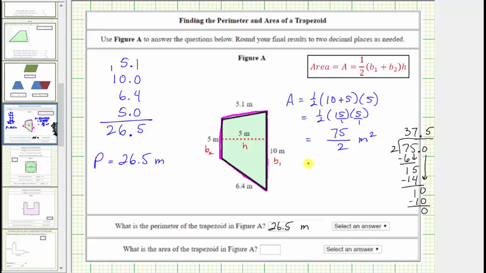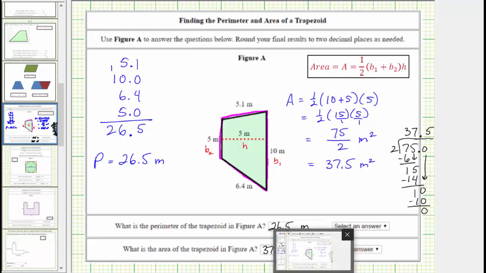It would be more common to express the area as 37.5 square meters, which indicates 37.5 one-meter squares would fit inside the trapezoid. We enter 37.5 and we select the units of meters squared. I hope you found this helpful.